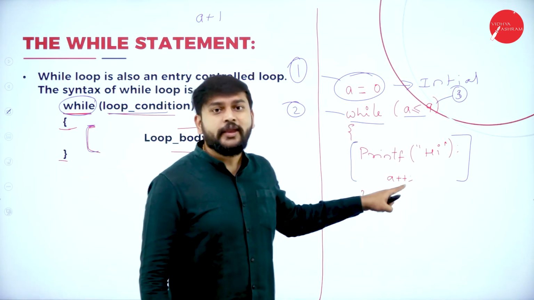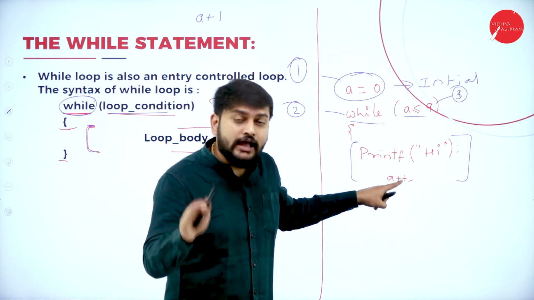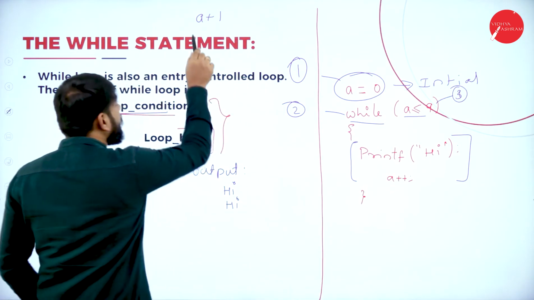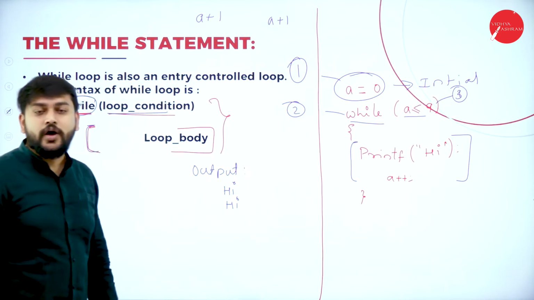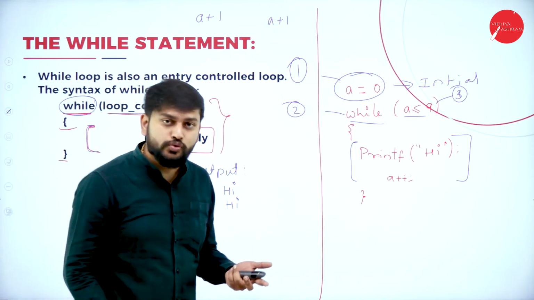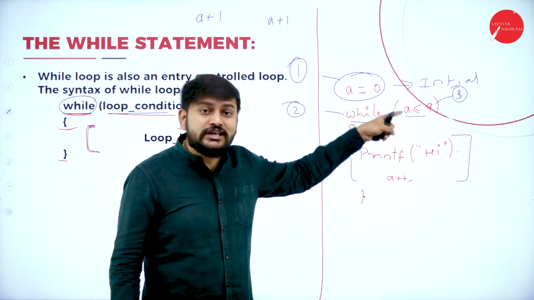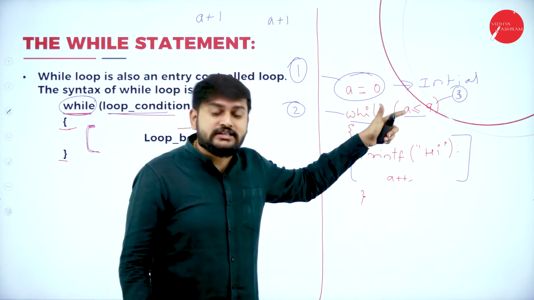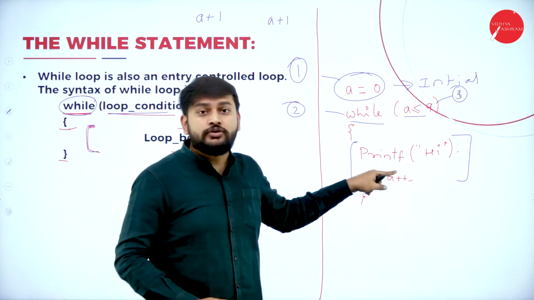Again, a will be incremented. So what is the a value right now? a value is 1 right now. So again, plus 1. 1 plus 1 is 2. Again, it will go back and check the condition. 2 is less than 9. Yes, it is less than 9. The condition is true. Again, it will execute inside.